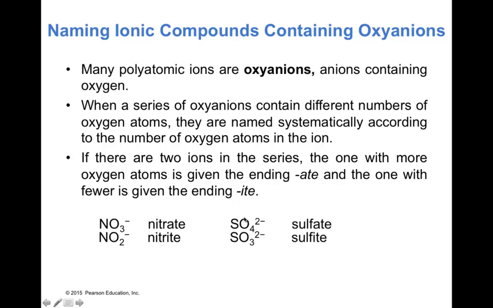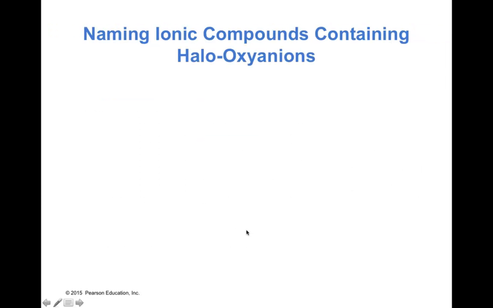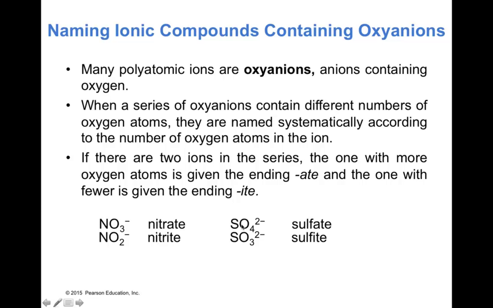The same thing happens with sulfur and oxygen. We have SO4, SO3. This one has a larger number of oxygen, so it's going to be sulfate, the ending ATE. This one has a lower number of oxygen, it is sulfite. So we have sulfate and sulfite. When we have oxyanions, the one with the larger number of oxygen is going to have the ending ATE, and the one with the fewer number of oxygen is going to have the ending ITE: nitrate, nitrite, sulfate, sulfite.